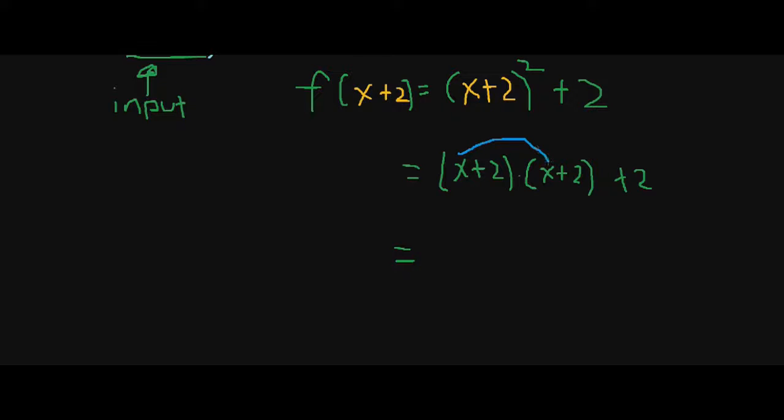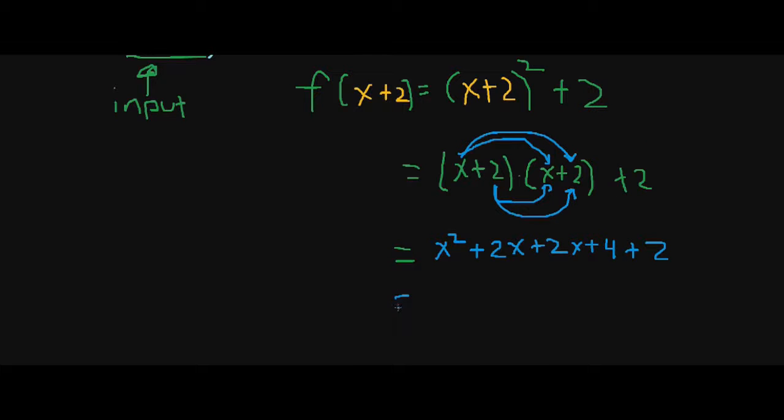We take this x and multiply it by this x here, and we get x squared. Then we take this x and multiply it by the 2, and we get plus 2x. x times 2 is just 2x. Now we take this 2 and multiply it by x using the distributive property, and we get 2x. And finally, we take this 2 and multiply it by the 2 out here, and that's going to give us plus 4. And then we still have this plus 2 out here, so we do plus 2.